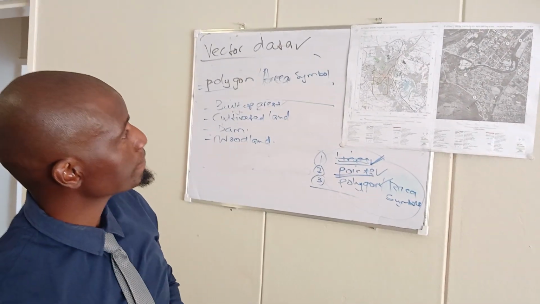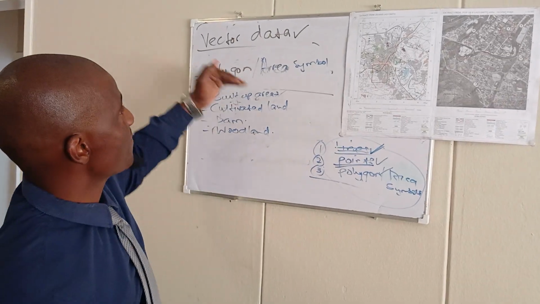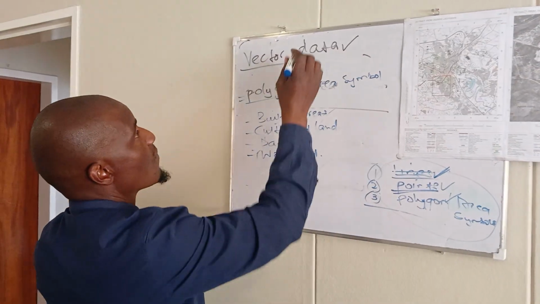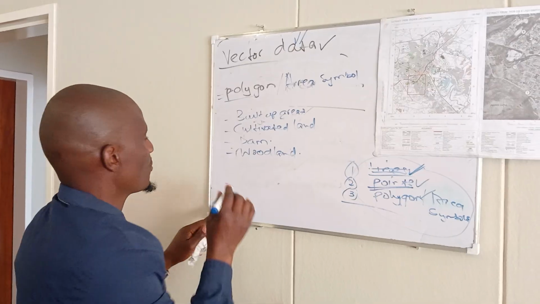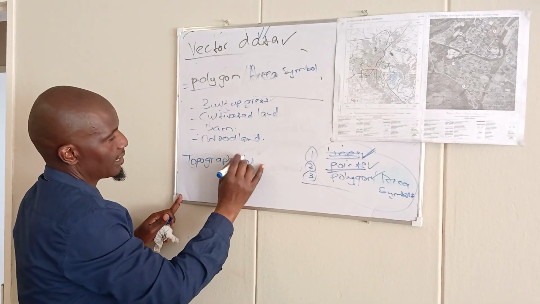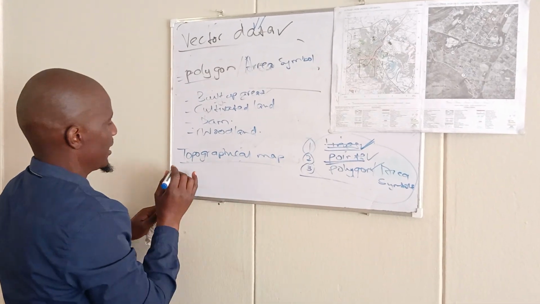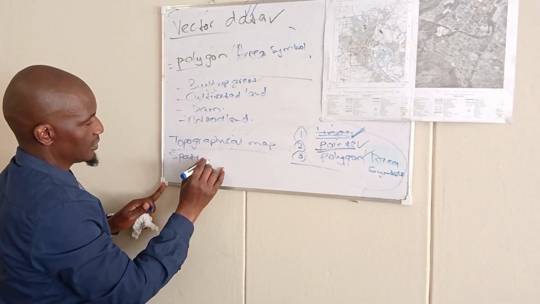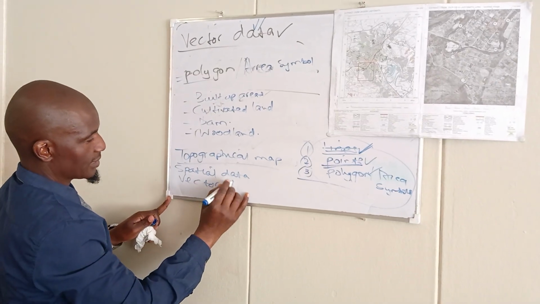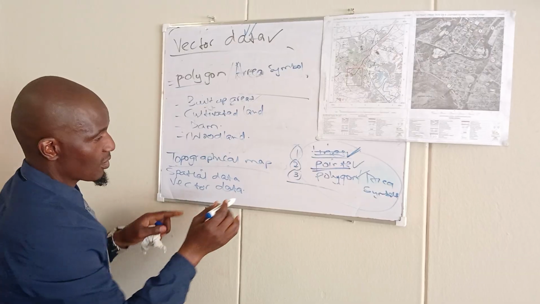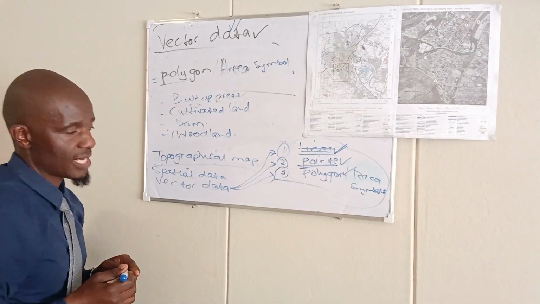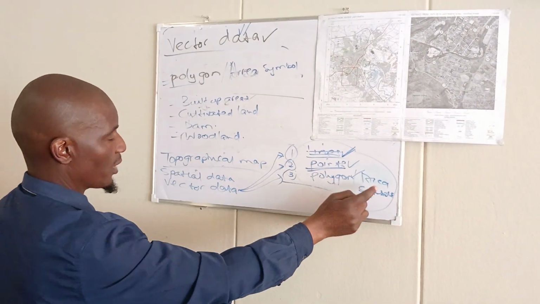Then also, once we have mastered that, whenever we mention topographical map, we should always think of what? Vector data. So topographical map, spatial data, then we also talk of what we call vector data. And when you talk about vector data, obviously, we are talking about these three. That is the features that are shown as line, point, and polygons or area symbols.